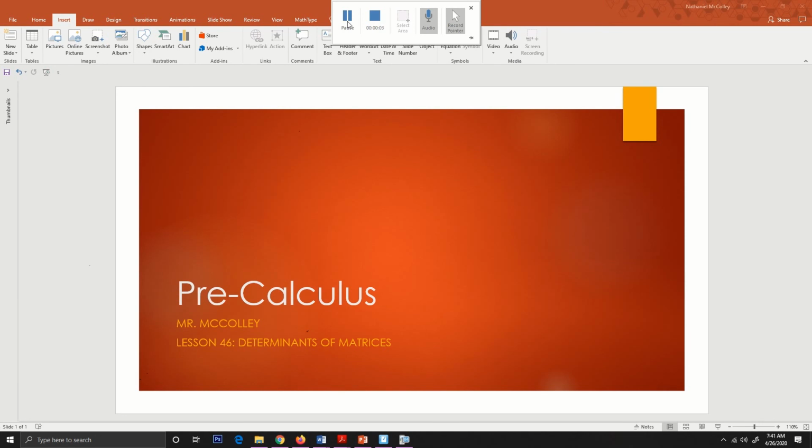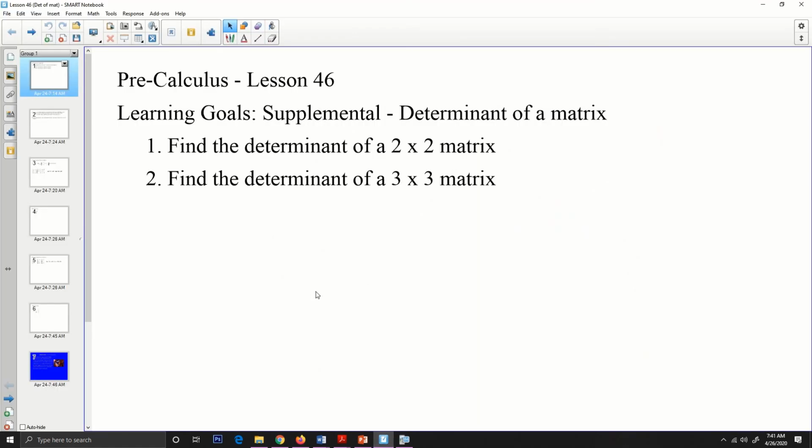I am Mr. McCully, and this is lesson 46 on the determinants of matrices. Let's get to it. Today we're going to find the determinant of a 2 by 2 matrix and a 3 by 3 matrix.